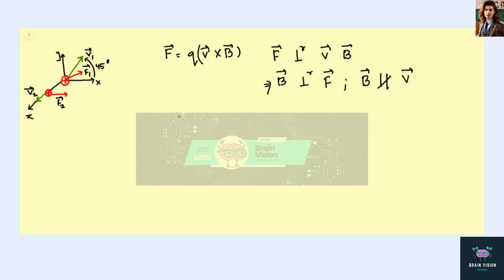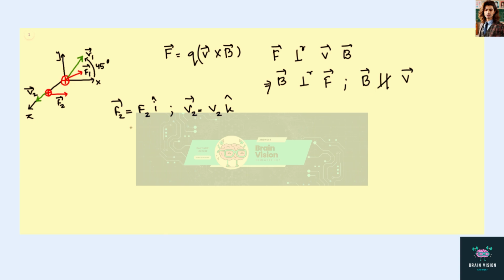Using this information, let's consider F2, because the magnetic field is constant in the total system. So F2 is in the positive x direction, so let's write it this way. And velocity v2 is in the z direction.